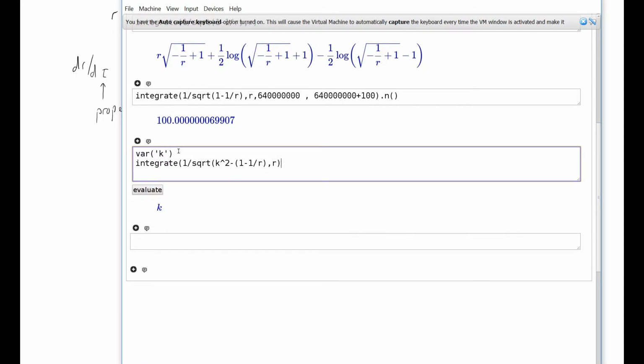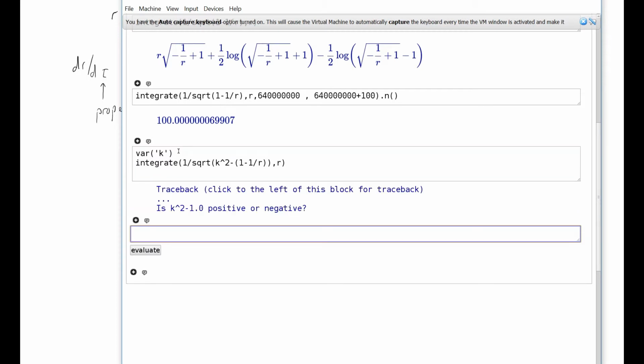with respect to r. Is that right? We've opened 1, 2, 3 with the square root, and I should close there as well. Okay, now it doesn't like it. It says, is k squared minus 1 positive or negative? It's basically saying that it's not sure if we're on an inward trajectory or an outward trajectory. That's the first uncertainty because it's the sign of the square root.